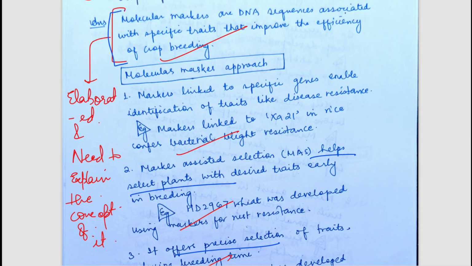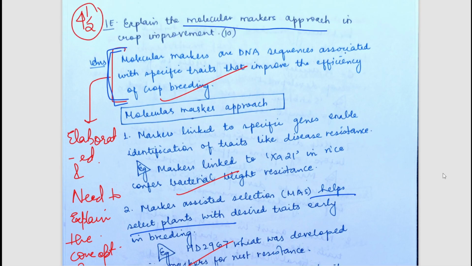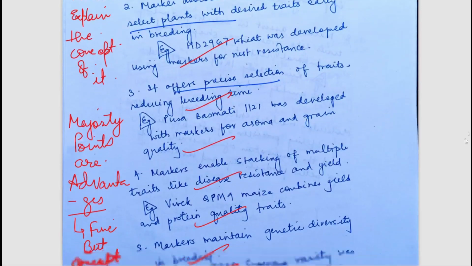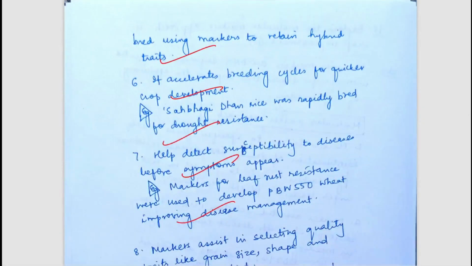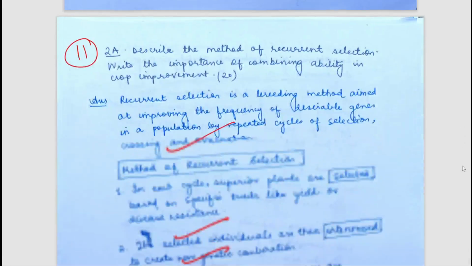You can read the answers and see where you can improve, because you need to let the examiner know about the concept. The question asks to explain the molecular marker approach, instead of writing the role, improvements or applications of molecular markers. Those things are not asked. You can simply pause and read it and you will get to learn, although the importance has been well mentioned and varieties have also been mentioned. Now let's move to the next question.